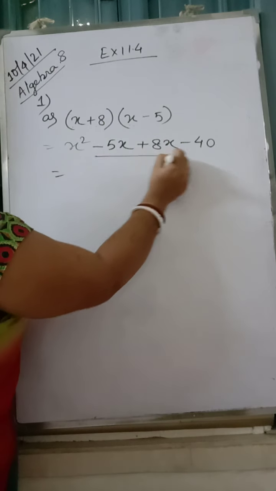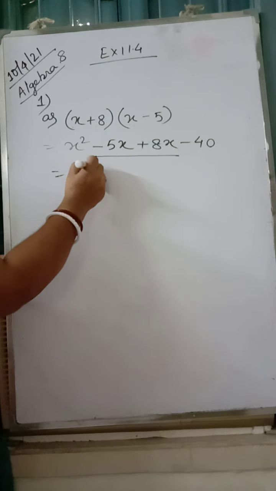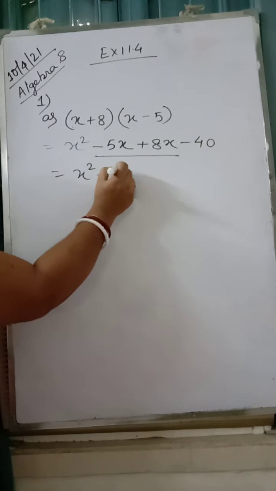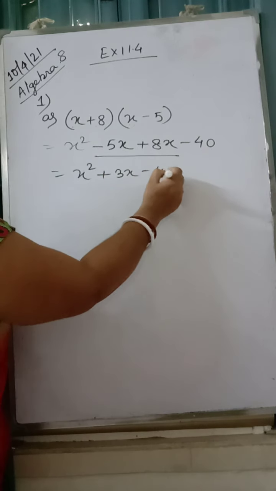Now you can see these two terms are like terms. So what we are going to do, we are going to merge them. Minus 5x plus 8x gives you plus 3x, minus 40.